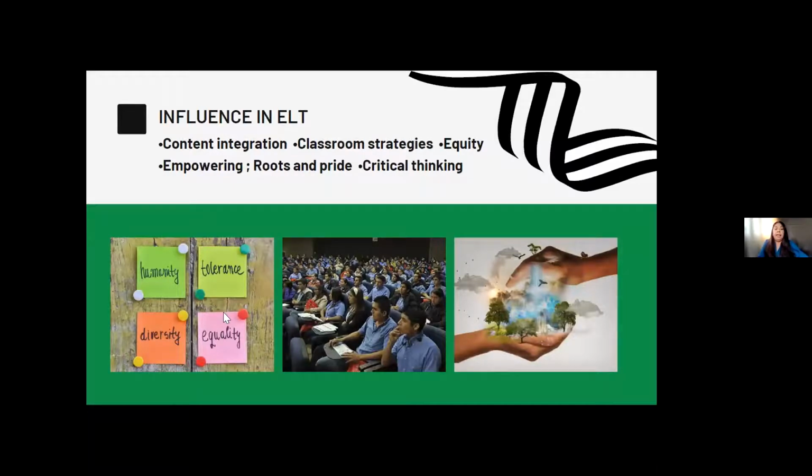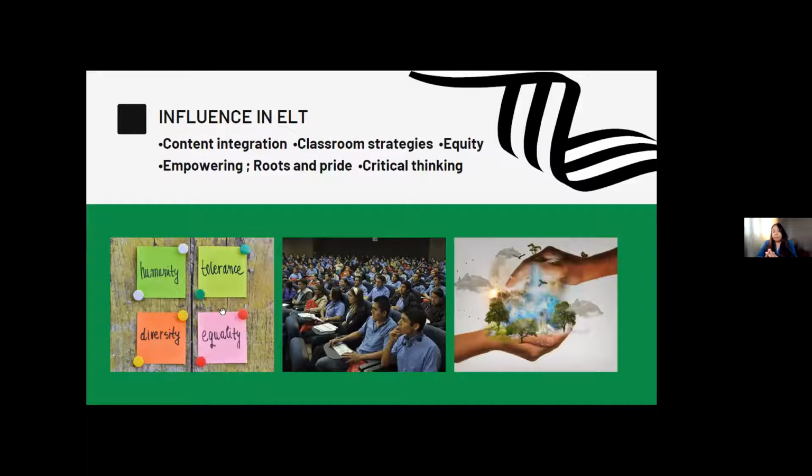So, through the multicultural classroom I practice in Zamorano University, we have the opportunity to have content integration, classroom strategies, equity, and empowering. Empowering about the roots and pride, their identity and culture, is something that the students already have once we are in a multicultural classroom. There is also the development of critical thinking, because the students can contextualize the content information and add the cultural element to enrich and increase their learning. In addition, they can develop different perspectives towards learning topics.